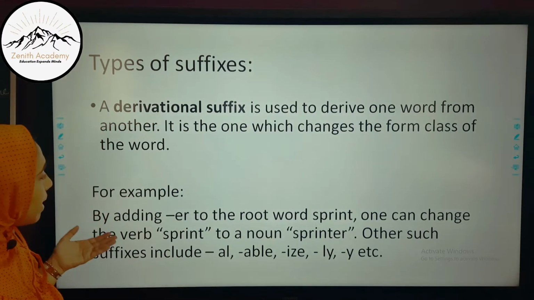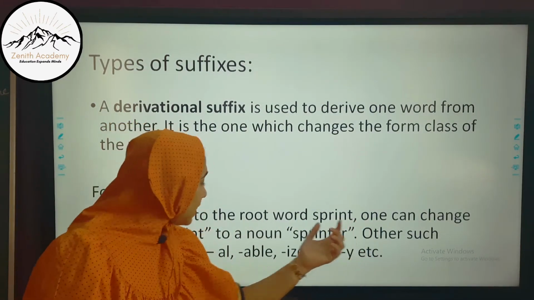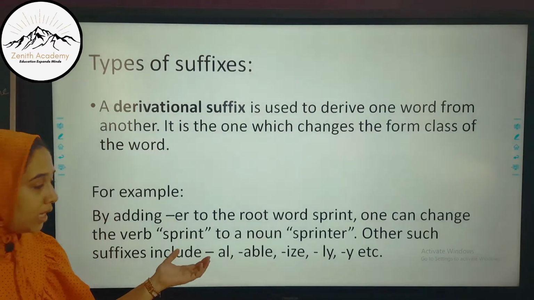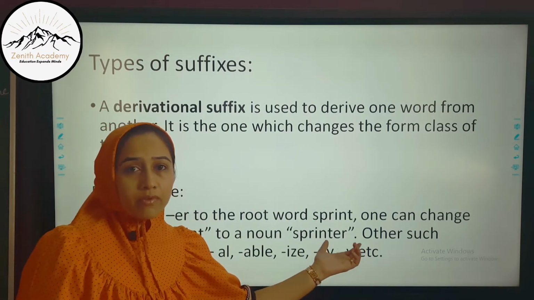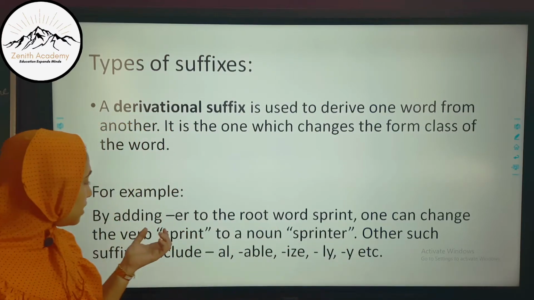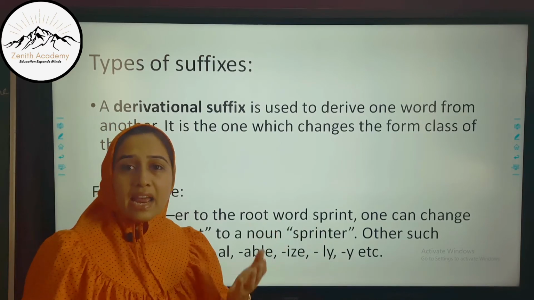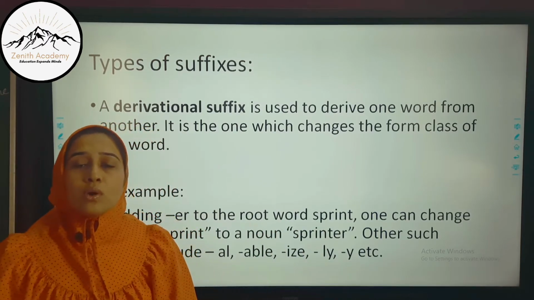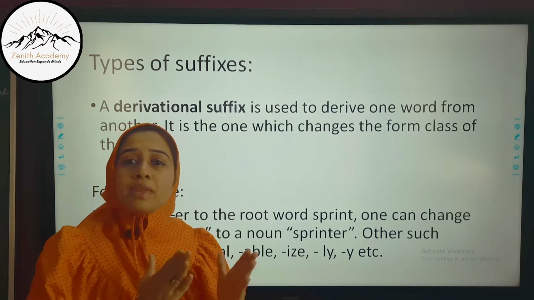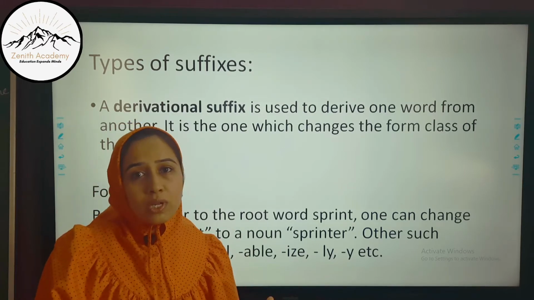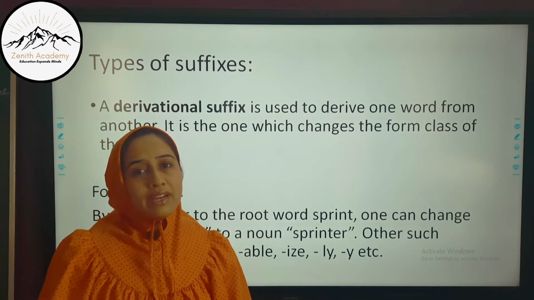For example, by adding er to the root word sprint, one can change the verb sprint to noun sprinter. Means the class of the word sprint is changed. It is changed from verb to noun, and accordingly when we add ly, slow is a verb. When we add ly, so the verb changes to adverb. It becomes slowly. Similarly, we can change noun to adjective and vice versa.